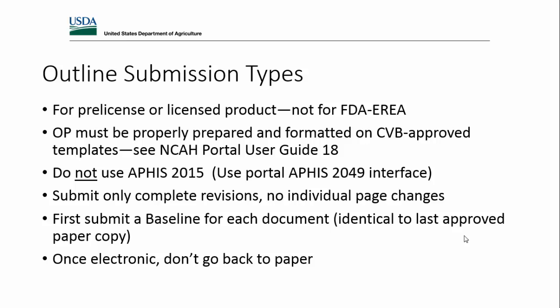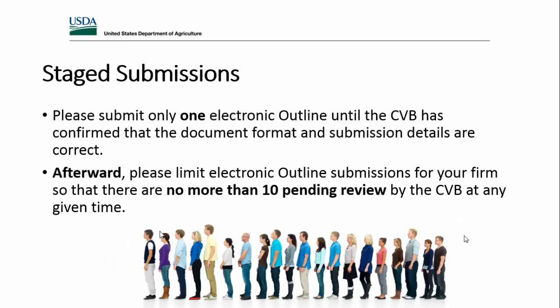And what this will do is establish an electronic document that the CVB can use to use electronic comparison methods for future revisions. Once you have established an electronic baseline with the CVB, don't go back to paper. Don't submit some on paper and some electronic. It will break the system and you'll have to reestablish a baseline.